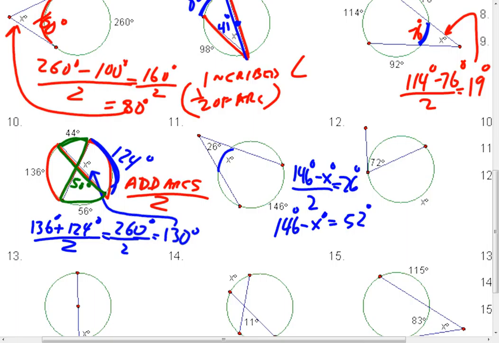What are you going to subtract from 146 to get you 52? How much? 98? 94? Yeah.